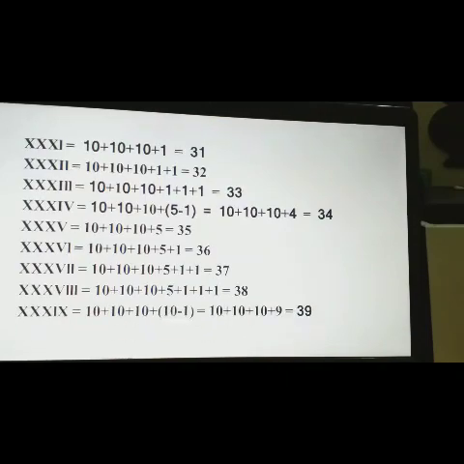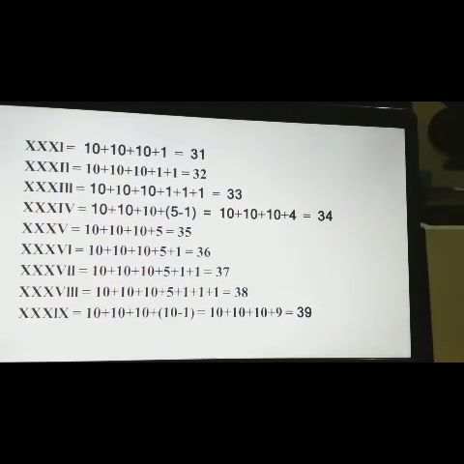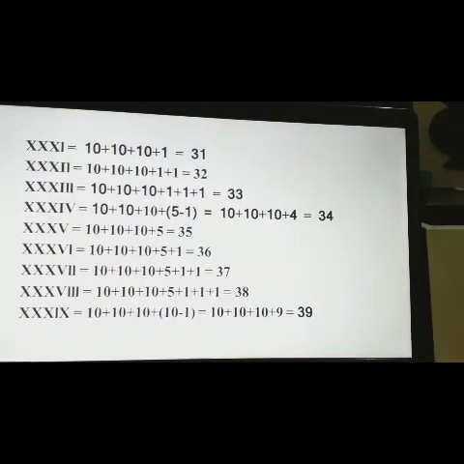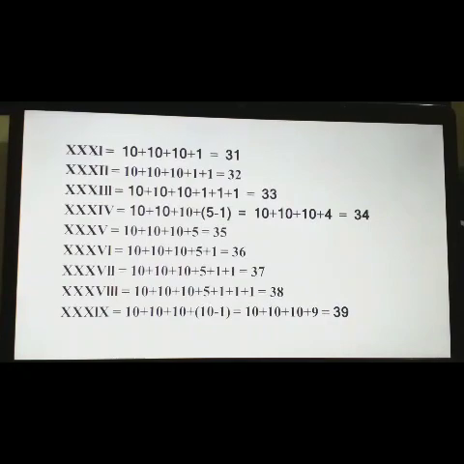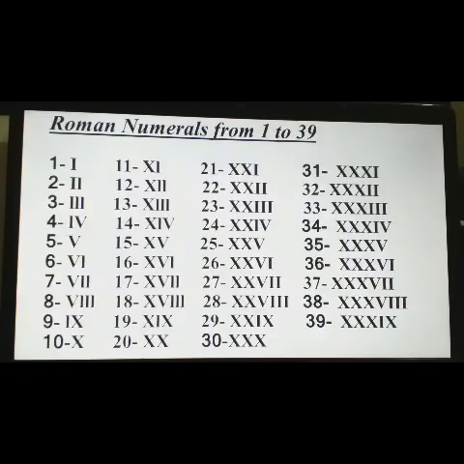And the last, XXXIX, that means 10 plus 10 plus 10, and IX means 10 minus 1, that is 9, that means 10 plus 10 plus 10 plus 9 is equal to 39. So students, these are the Roman numerals from 1 to 39.